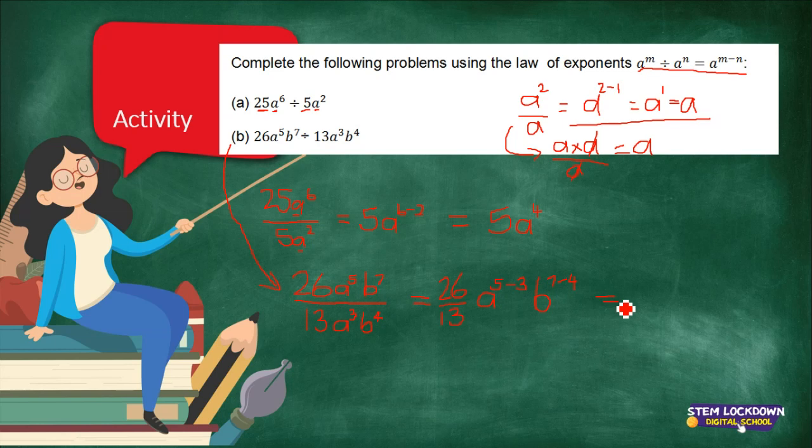26 divided by 13. What is your answer, learners? Answer should have been 2. Now this one, the power 5 subtract 3. What is 5 minus 3? Answer should be 2. Okay, good. Good, learners. I know this is easy for you.